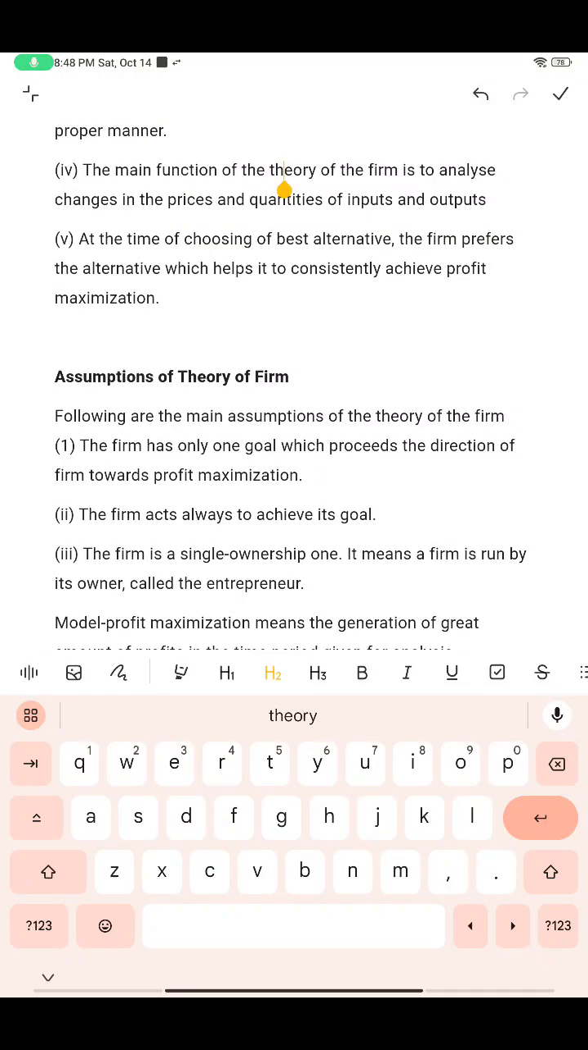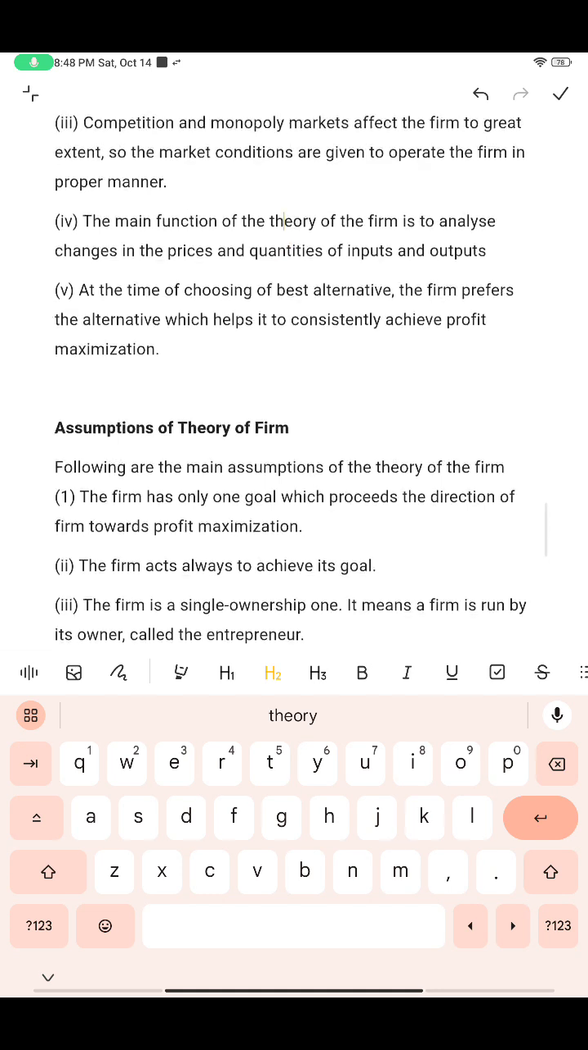And at the time of choosing the best alternative, the firm prefers the alternative which helps it to consistently achieve profit maximization. So when we already have a product and now we are bringing a substitute or alternative for that product, that means it will work as the original product only but in a different way.